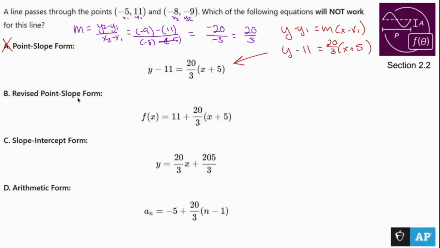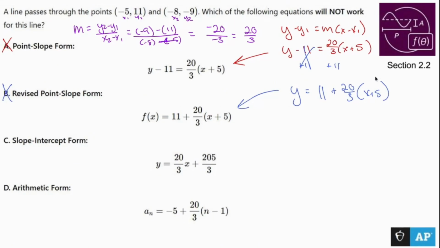Now, revised point slope form has me moving this -11 over here. So if I were to take B and add 11 to both sides, I now have the revised version, which is y equals 11 plus 20 over 3 times the x plus 5. So B is the same as that, which means I don't want B.